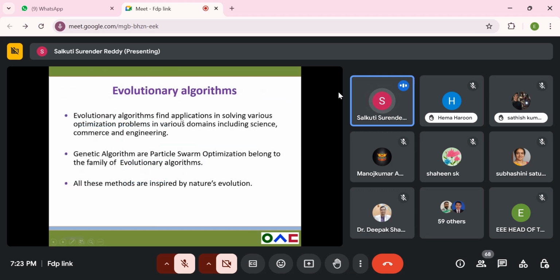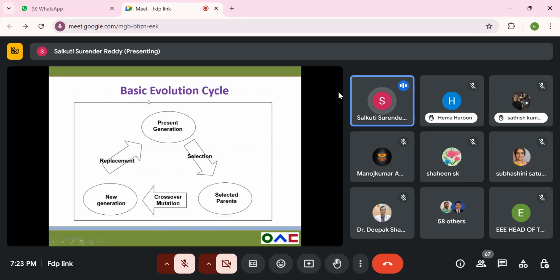In evolutionary algorithms, the basic evolutionary cycle of these meta-heuristic techniques is like this. You have the present generation. From the present generation, you do the selection, and you get the selected parents. From the selected parents, you apply crossover and mutation operations, and then you get the new generation. Then replace the present generation with the new generation. You repeat this cycle several times, and then you are going to get the best solution.